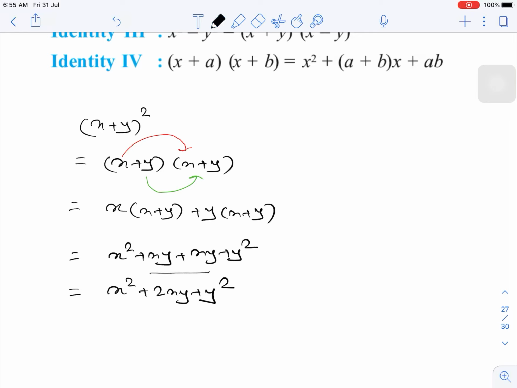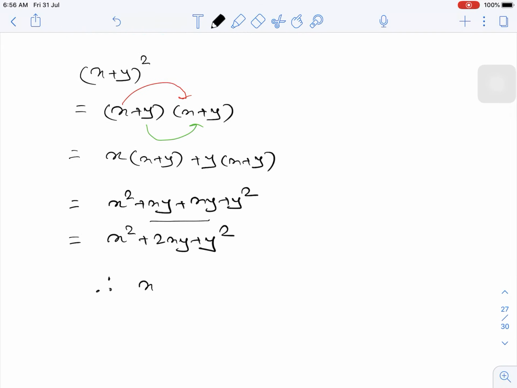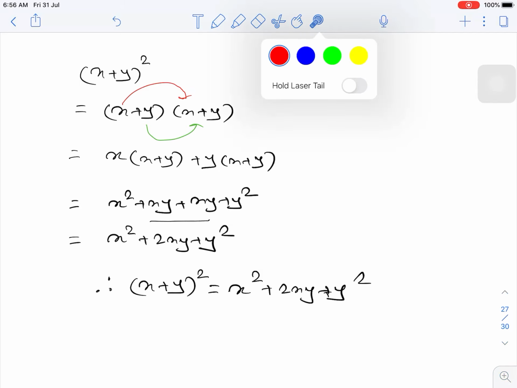Now it can be seen that these two are like terms, and repeating themselves. Since they are like terms, we can add them. So xy plus xy becomes 2xy. Therefore we can write (x plus y) whole square equals x square plus 2xy plus y square. So here we have formed an identity, that is, a formula.